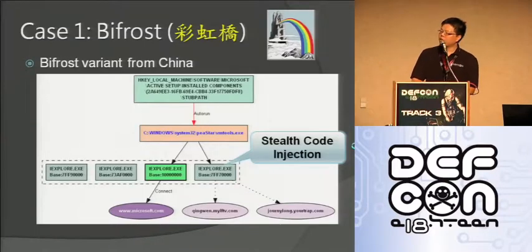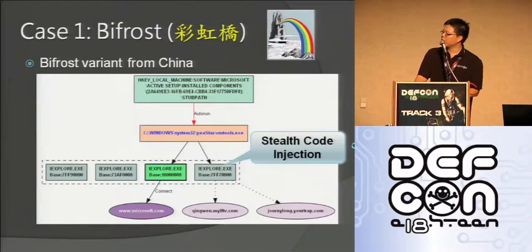And then in the following slides, we will introduce some examples that we have collected in the wild that use all these kinds of anti-malware techniques. The first one would be the Bifrost. You already saw it in the previous slides. This one is a very famous bot that is being used in the Chinese hacker community, and its Chinese name is called Rainbow Bridge. The phrase is actually from its icon being used. So you can see the icon is a rainbow bridge. So that's its Chinese name.